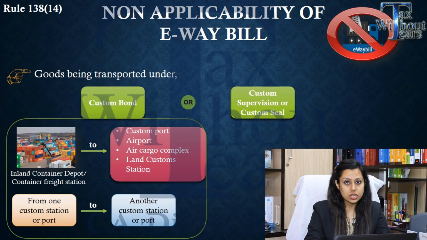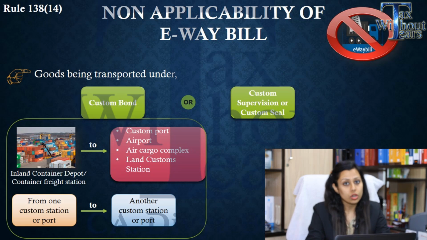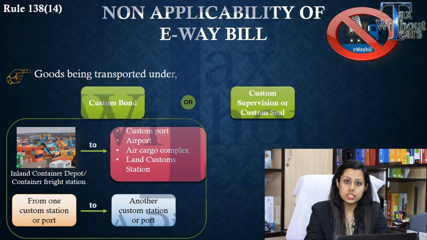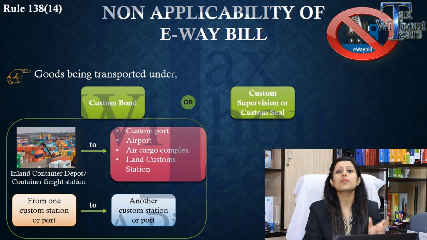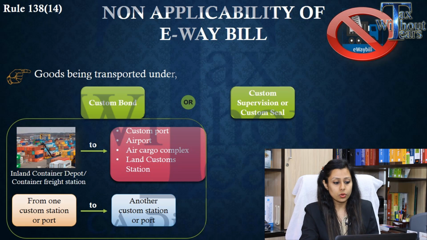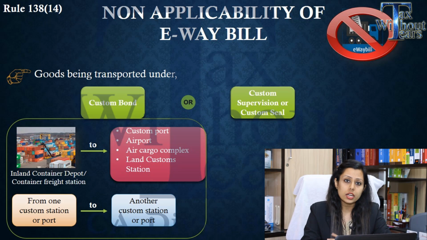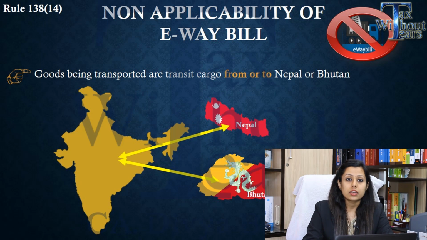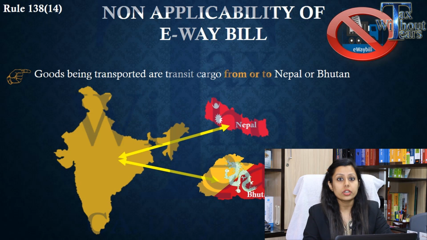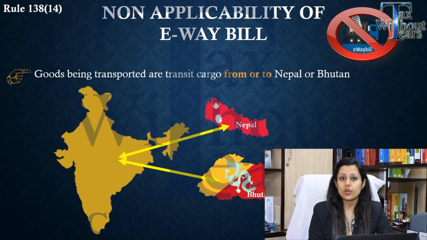Now, another exemption is the goods which are being transported under the custom supervision or the custom seal or under the custom bond. That is, when the goods are moving from inland container depot or custom freight station to custom port, airport, air cargo complex, land custom station, or from one custom station or port to another custom station or port. This is another exemption. Then the goods which are being transported are transit cargoes from or to Nepal or Bhutan.